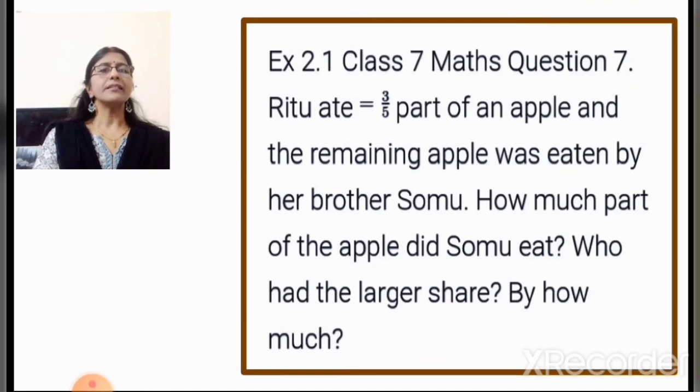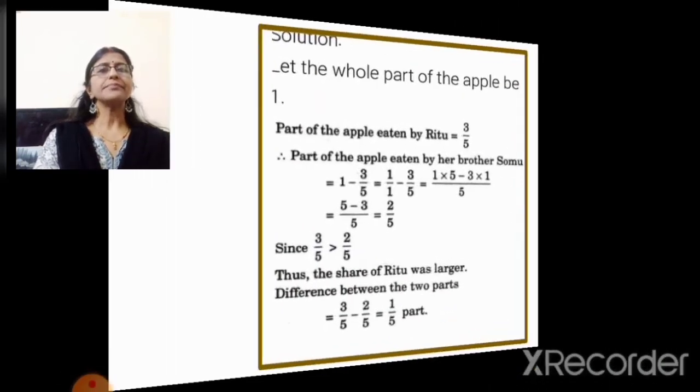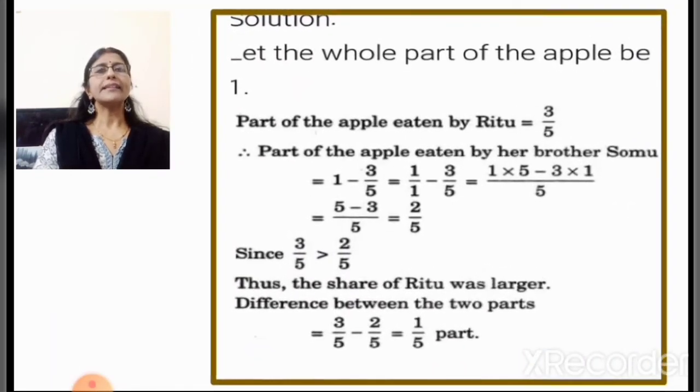Here there are 3 parts of the question. First you will have to find out how much part of the apple Somu ate, and who had the larger share. So this is the second part of the question, and by how much. So all the 3 parts we will have to solve. So let us see how to find out. First we will let the whole apple be 1. The part of the apple eaten by Ritu is 3/5. So the part eaten by her brother Somu will be 1 minus 3/5, because the whole part is 1.